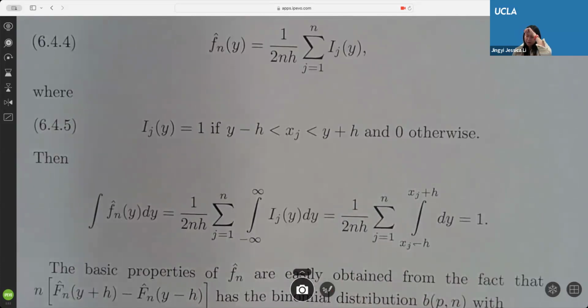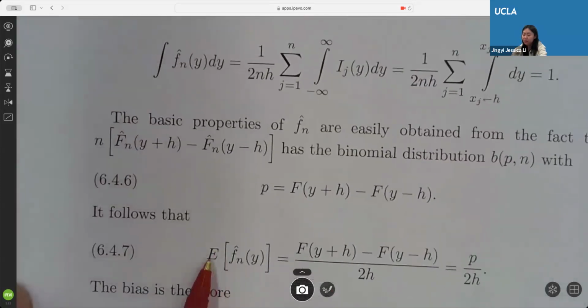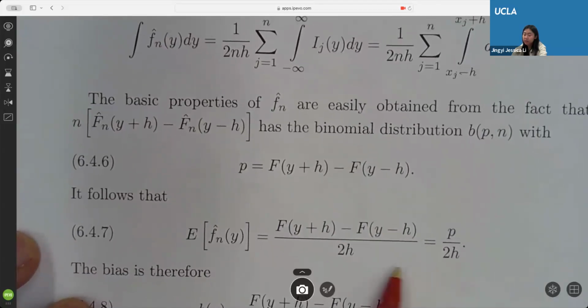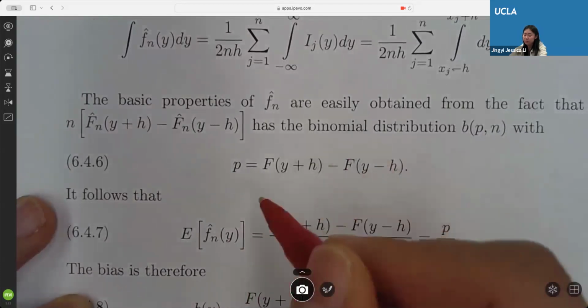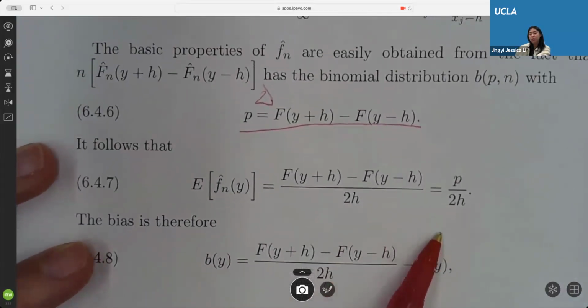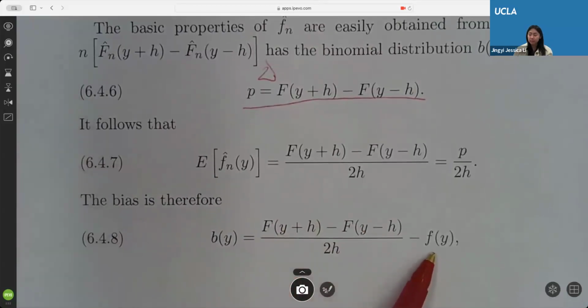For this naive estimator, we can also easily study its properties, like the bias and the variance. The bias is clearly this, because your interval is of length 2h. In this interval, your expected proportion of data points should be based on the true CDF: the true CDF applied to the two ends of the interval, take the difference. That's P, because P is defined to be this, and this is the expectation. So the bias is P over 2h minus f(y).